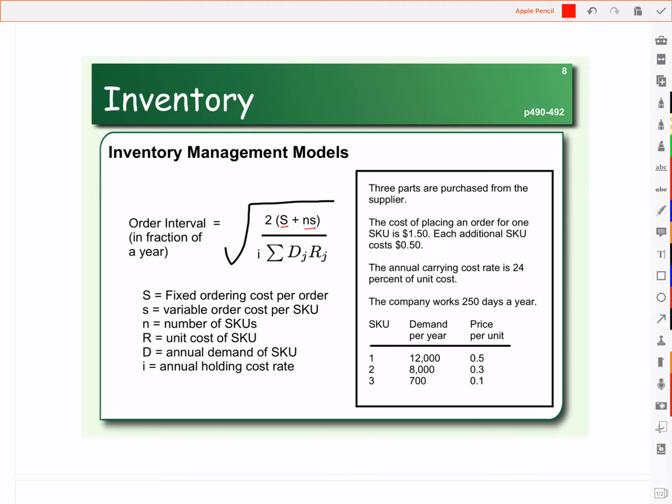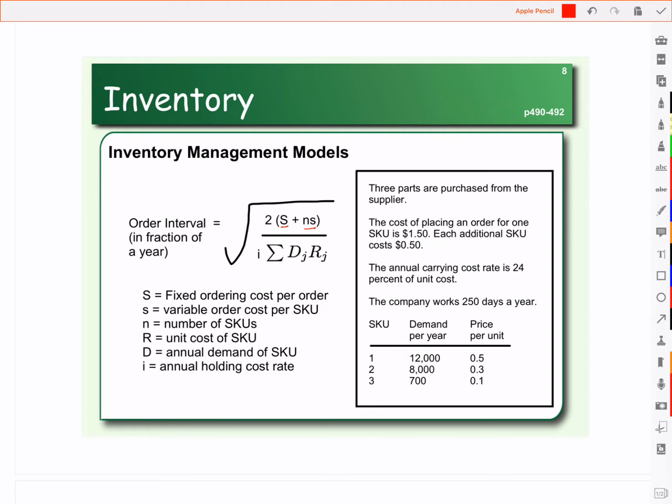So that's my demand for my SKU, for my item. And what is the value of that item? How much does a doorknob cost? Well, if we take the value of all the doorknobs we need to order, a percentage of that value is the holding cost. So let's work through a problem.